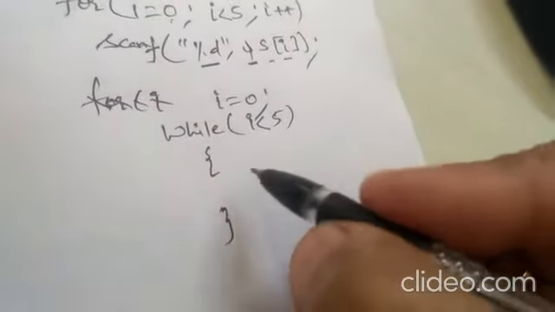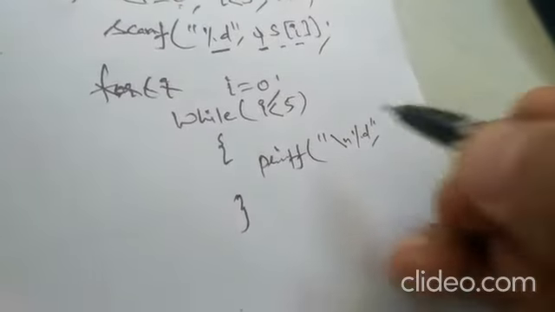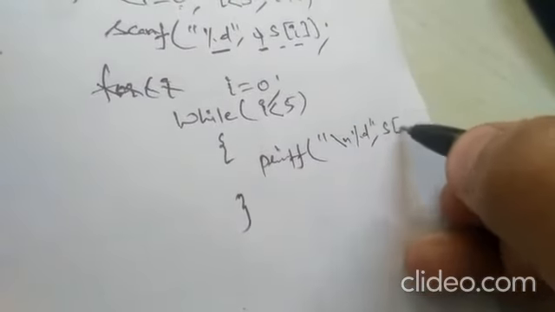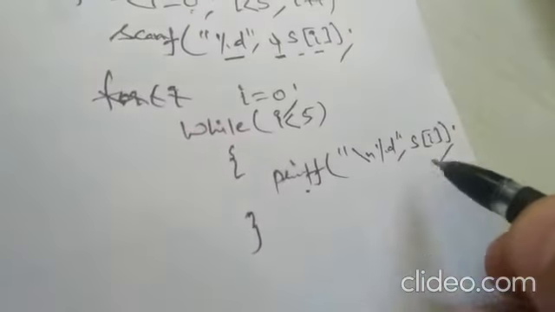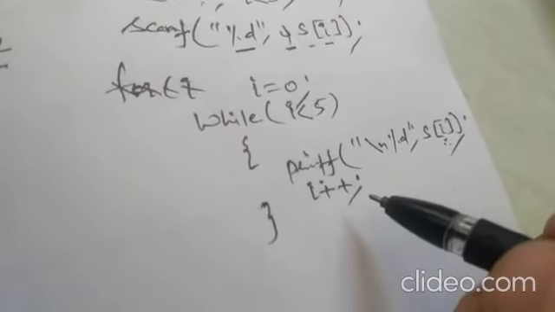So what should be written here? We'll write printf, new line, percent d, close, s of I, means just print the value which is at s0, then s1, then s2, then s3, and we will increment it. We have to put the increment into the while loop, right?